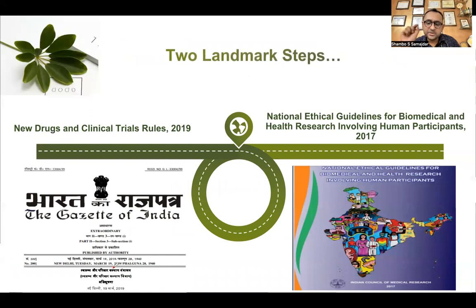And I think these two are the landmark steps which have caused this steep rise of clinical trials in the Indian context. One is the New Drug and Clinical Trial Rules 2019, and another is the National Ethical Guidelines for Biomedical and Health Research Involving Human Participants 2017. So, the ICMR guideline and the rules. And we all know that the NDCT Rules are having some amendments, changes, and revisions, which we are getting day by day.